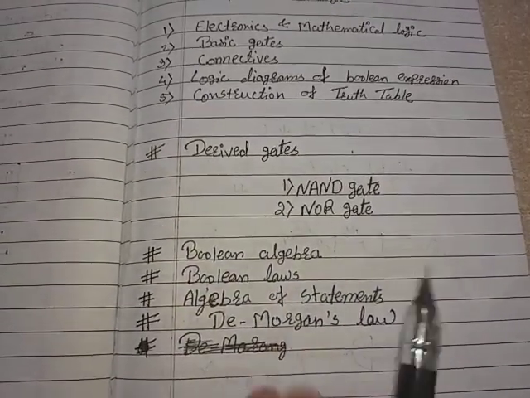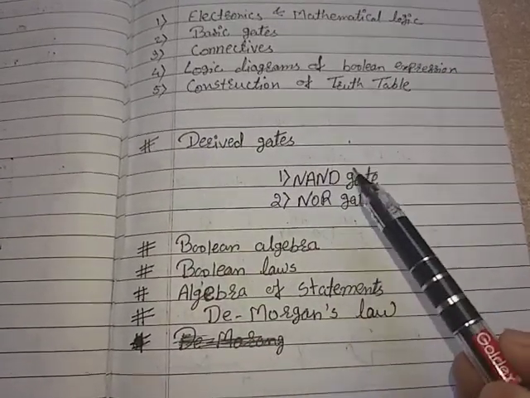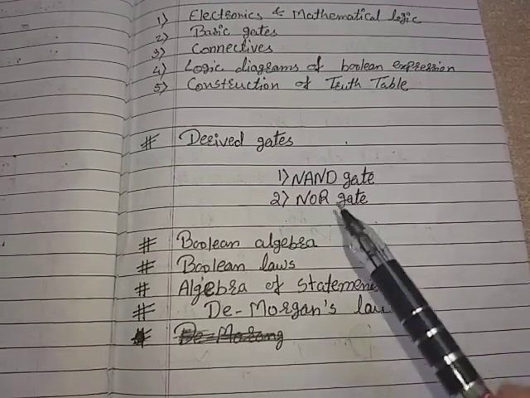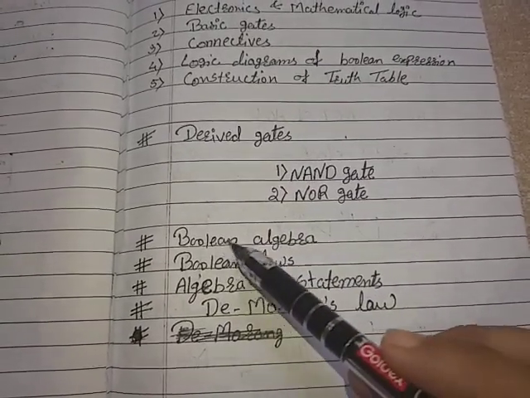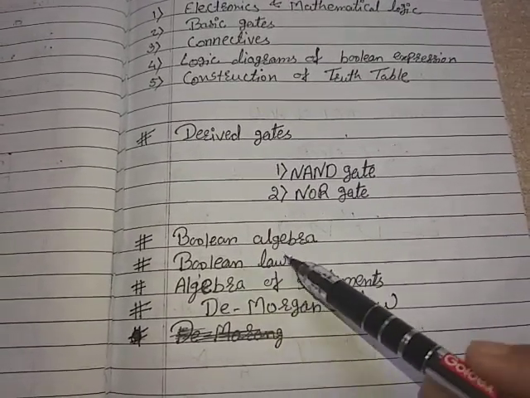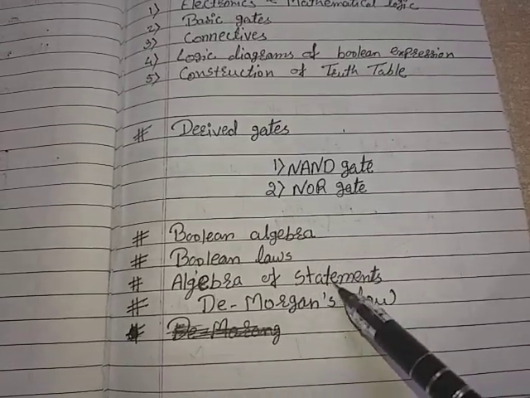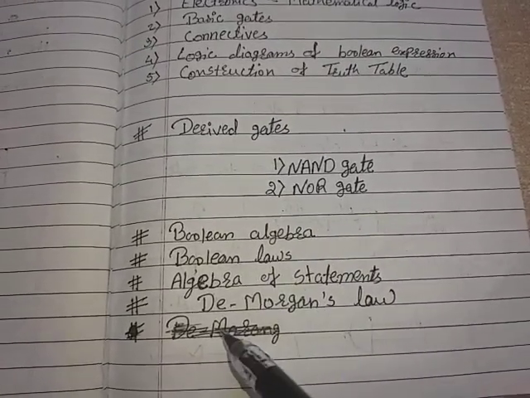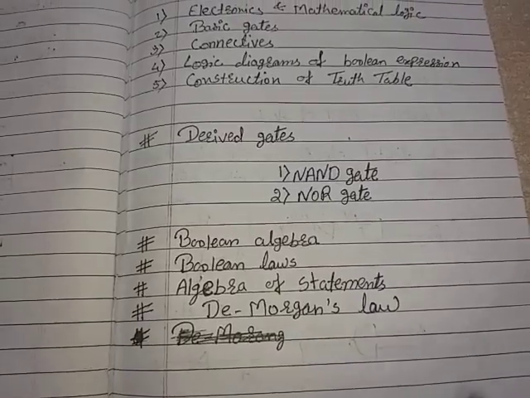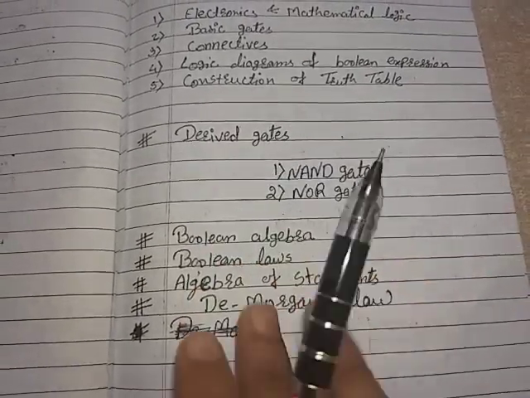Today we will learn two derived gates. They are NAND and NOR. Then we will learn Boolean algebra, Boolean laws, algebra of statements from mathematical logic, and De Morgan's law. So let's start with derived gates.